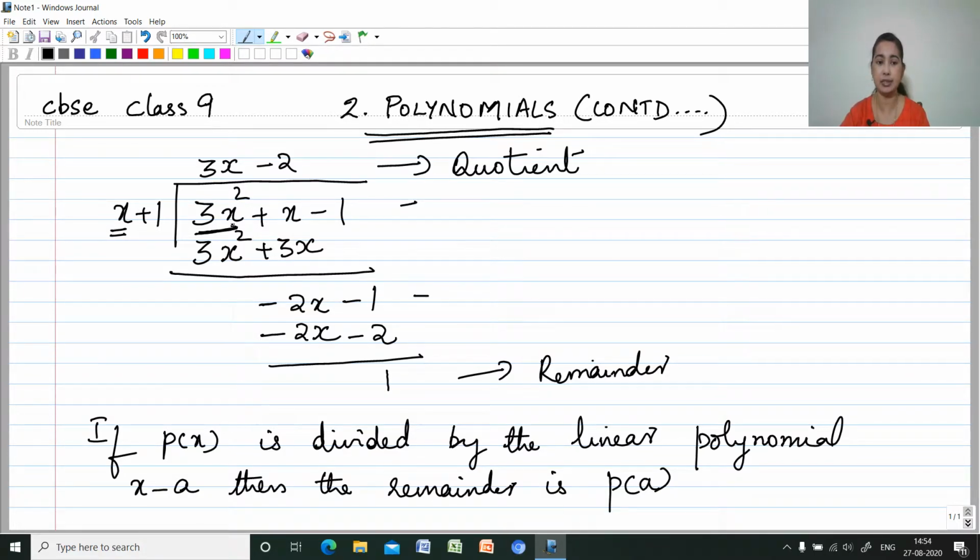Here we'll take the same example. p of x is 3x square plus x minus 1, and the linear polynomial here is x plus 1. So x plus 1 becomes 0 when x is minus 1. If I am putting minus 1 into p of x, what remainder is obtained? That is the way in which we do it using the remainder theorem. So once again, what is the remainder theorem? If p of x is divided by the linear polynomial, then the remainder is p of a. We will do the same thing using the remainder theorem, and just see that.